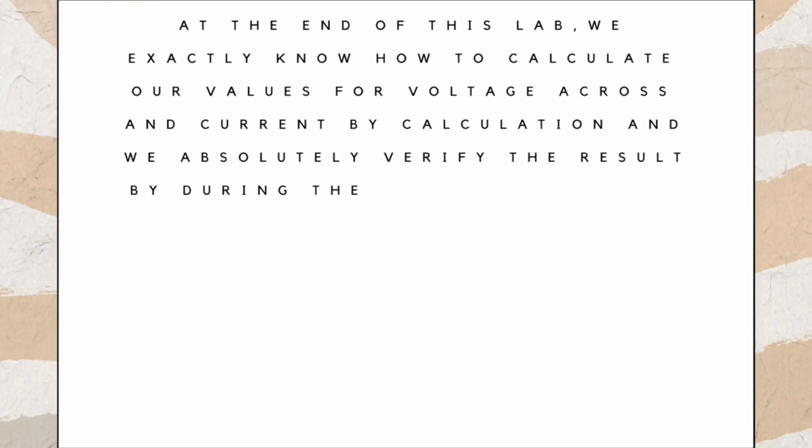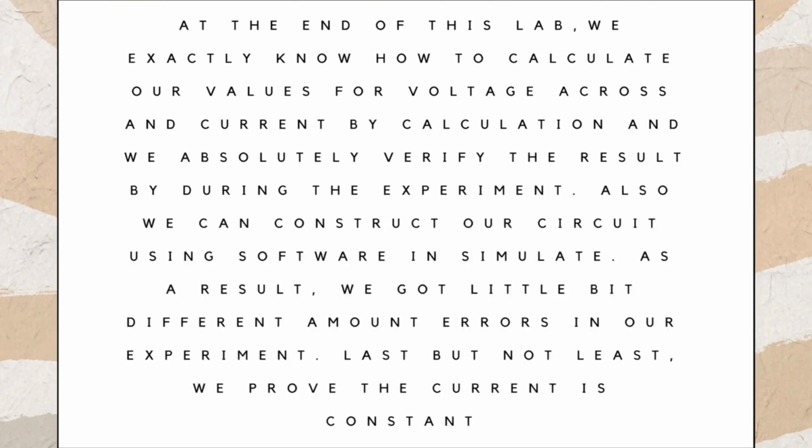At the end of this lab, we know how to calculate our values for voltage, resistance, and current, and we verified the results by doing the experiment. Also, we can construct our circuit using software in Simulink. As a result, we got a slight amount of error in our experiment because we took the same current values for each component in the series circuit. Last but not least, we prove the current is the voltage divided by resistance by keeping resistance constant.